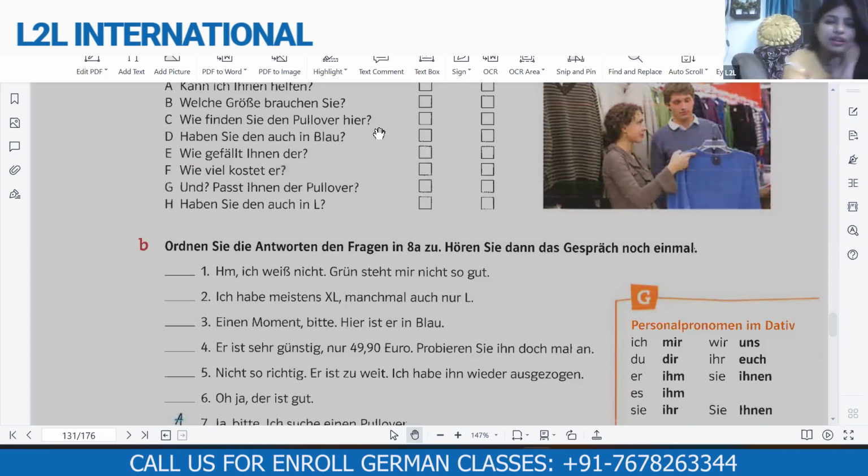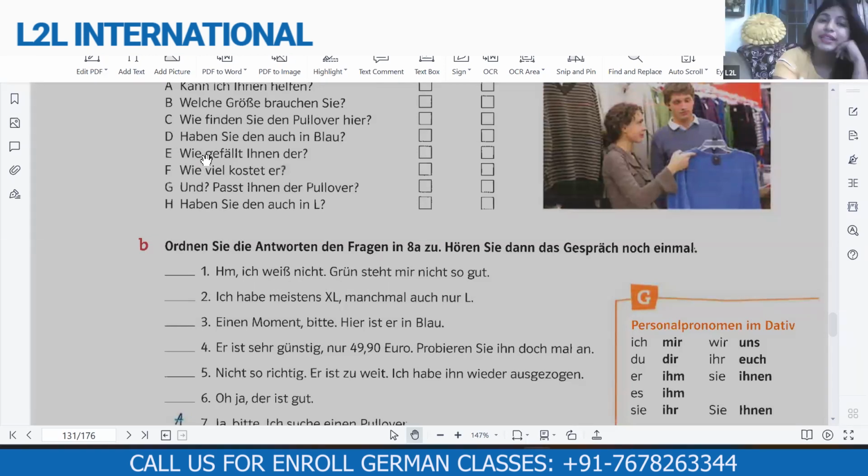So he says nicht so richtig. Okay, then he says haben Sie auch in L. Okay, es tut mir leid. It's a confusion. For this C number question, wie finden Sie den Pullover hier? How do you find the pullover? The answer should be this. Ich weiß nicht. I don't know. Grün steht mir nicht so gut. Yeah. Green doesn't suit me.